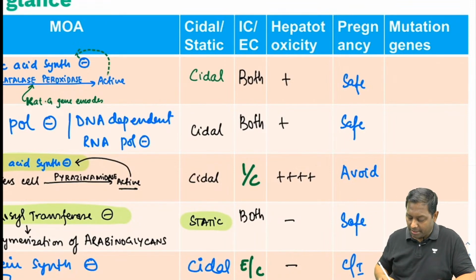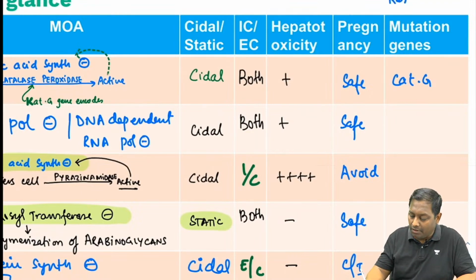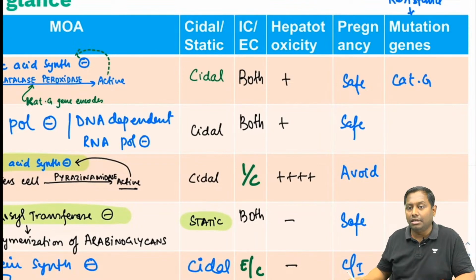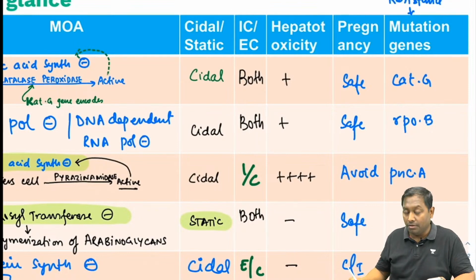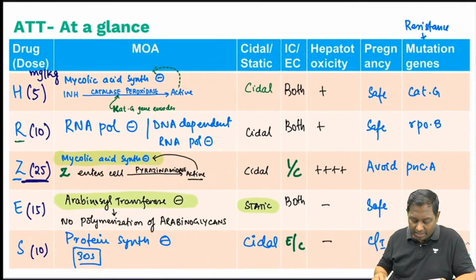Mutation genes that can cause resistance, quickly we can revise this part as well. Remember your isoniazid, it is mainly due to KatG gene mutation. This KatG gene mutation leads to resistance of isoniazid. RpoB gene mutation can lead to rifampicin resistance. Then the pncA gene causes resistance of pyrazinamide. Then we have ethambutol, this will be the embB gene.